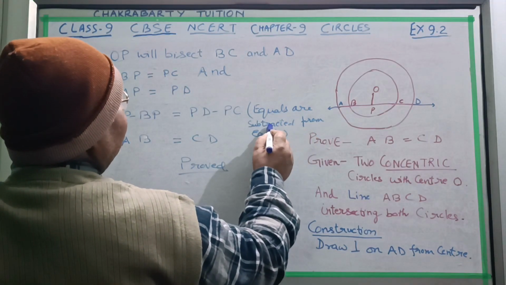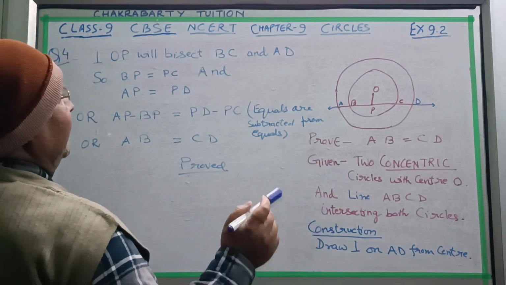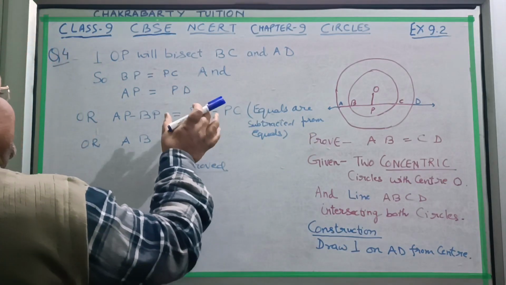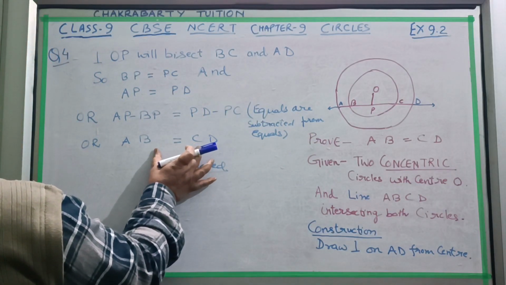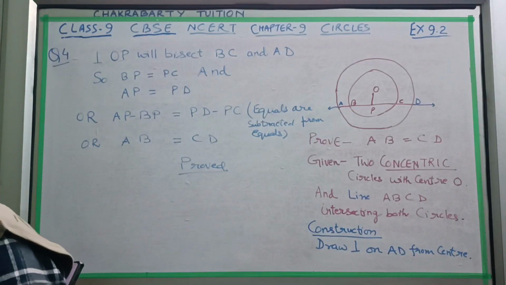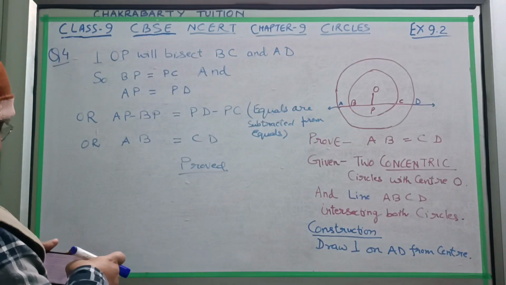Equals subtracted from equals, the axiom or postulate says, the remainders will also be equal. Based on that, it is proved. Okay, now question number 5 we are going to solve.